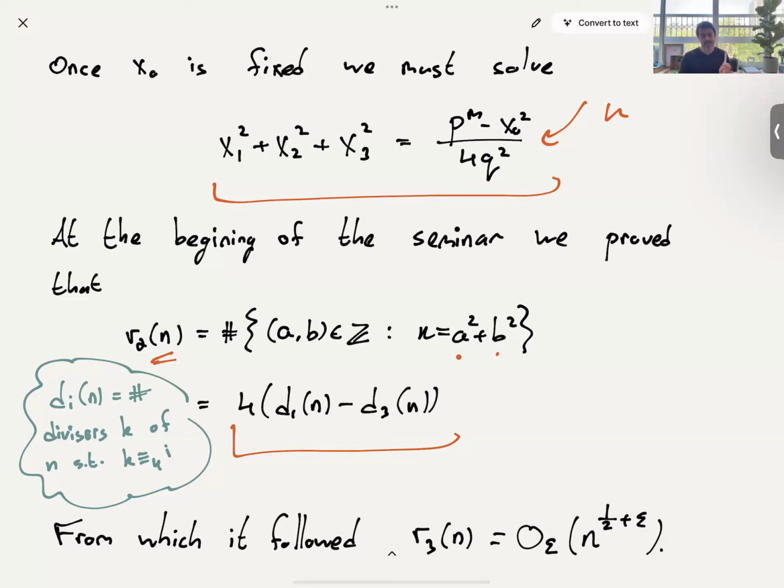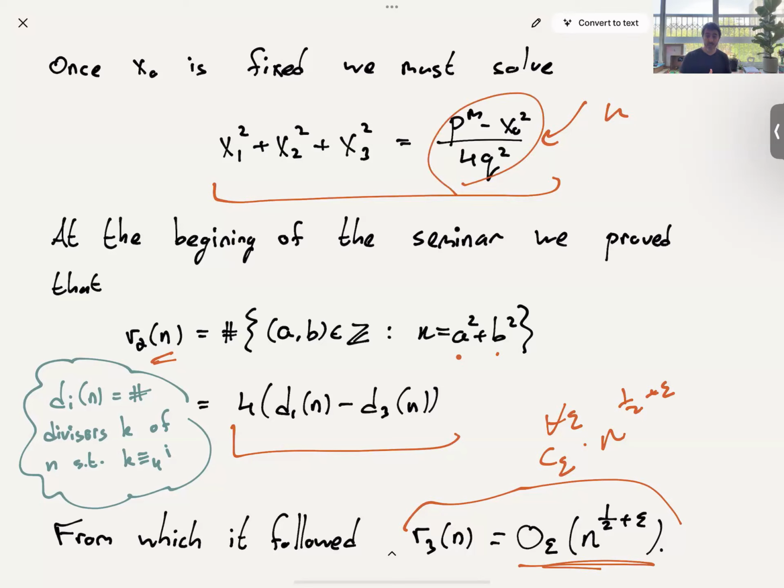formula. And from this, using a very simple argument, similar to what we just did to remove x0, we can bound at least R3 of n. So how many solutions do you have there? Well, it's bounded by something like the square root of n. For any constant epsilon that you would want, you'll get some function of this constant, c of epsilon, times n to the half plus epsilon. So this is the shorthand notation for that. Okay, good. So that's what we need. We need this bound on how many ways there are to write n as a sum of three squares, and the answer is essentially the square root of the number.